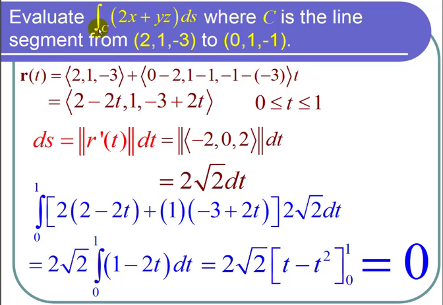So I can conclude that the line integral over the curve C of 2x plus yz ds is equal to 0. And I'm done with the problem.